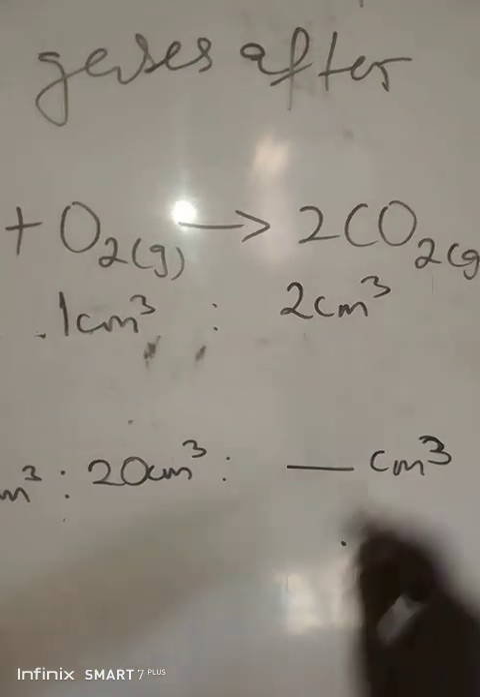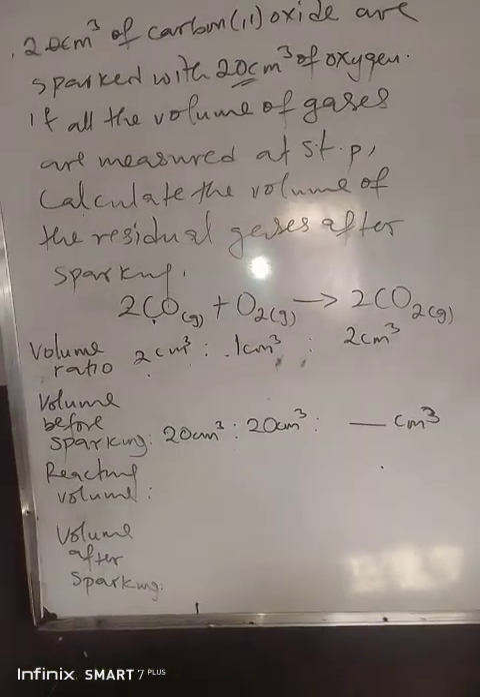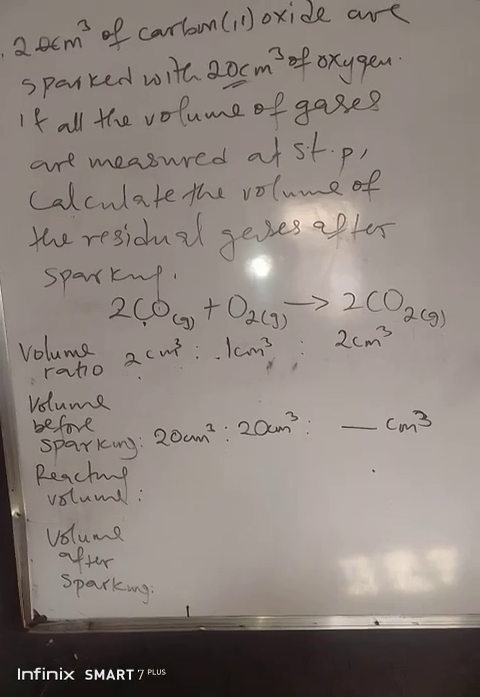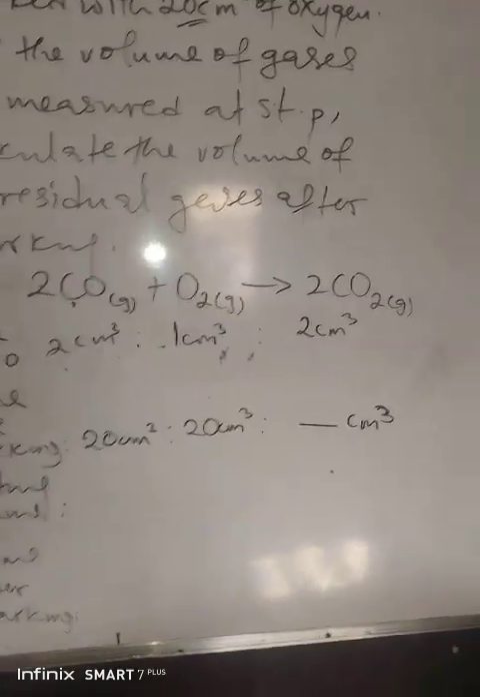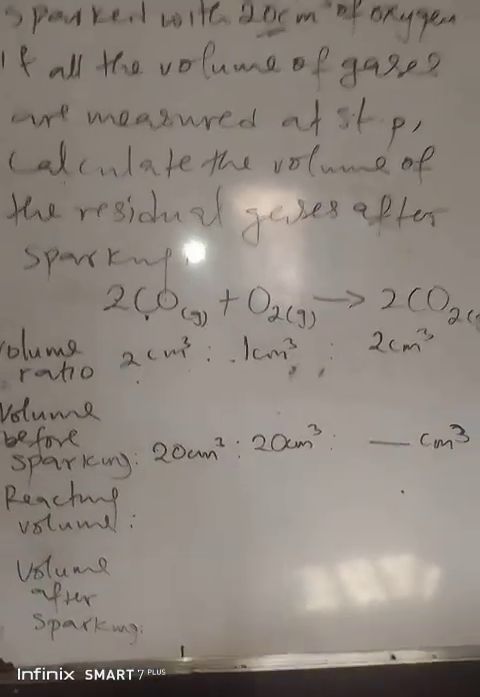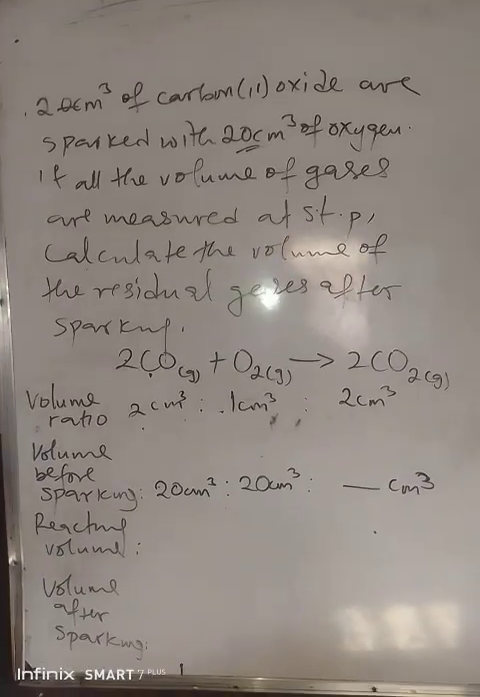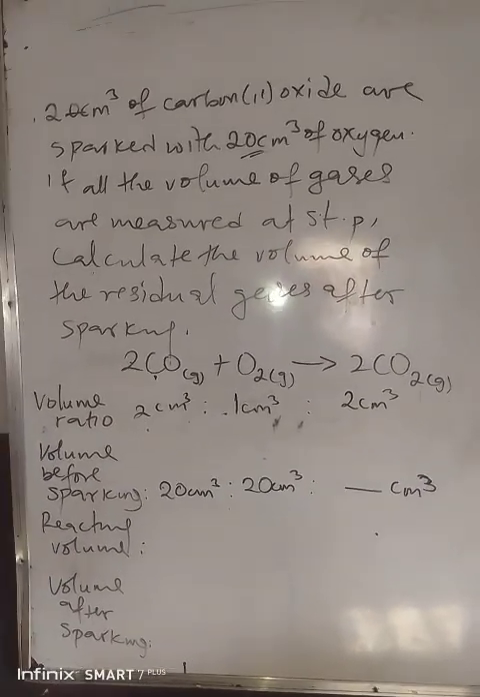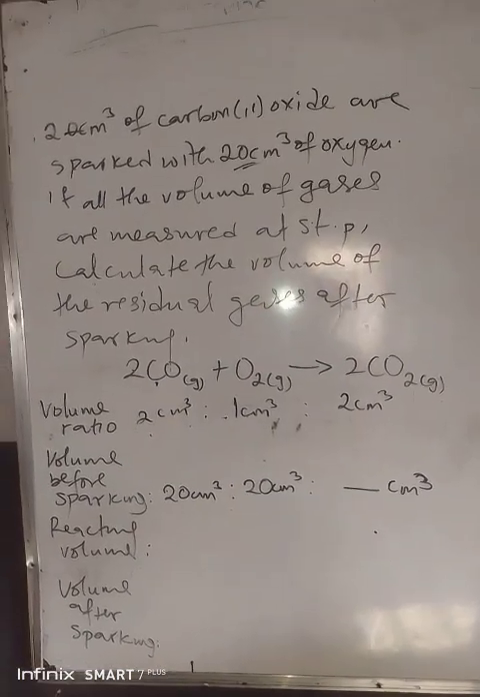Since they are still separate, you have 20 cm³ of CO in a separate container and 20 cm³ of oxygen in a separate container. You have not mixed them together. Now, reacting volume. The Gay-Lussac law says when gases react, they do so in volume, and those volumes bear a simple ratio to one another, and also to the volume of the product if the product is gaseous, provided temperature and pressure remain constant.